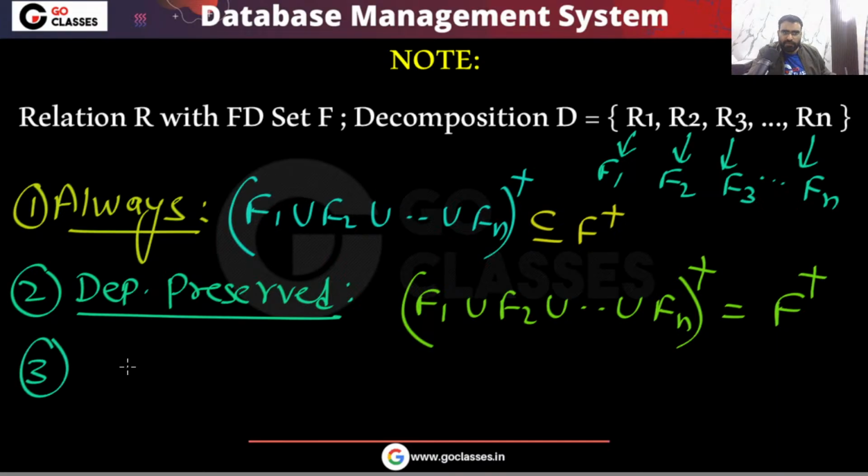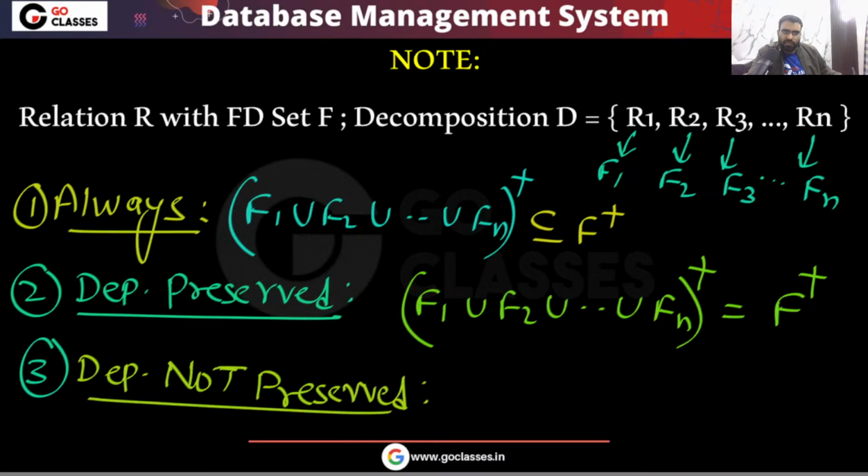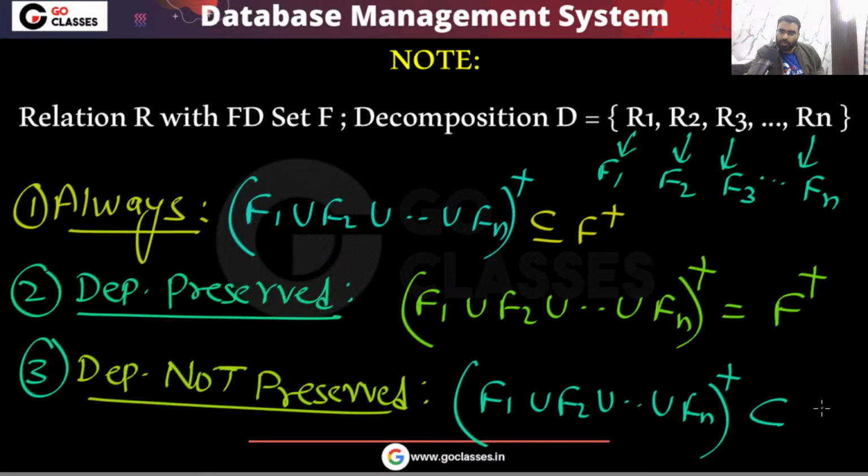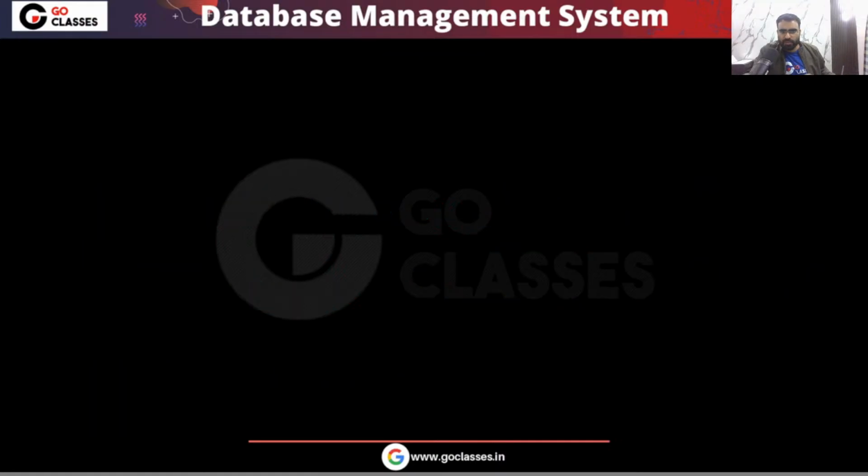And when can I say dependencies are not preserved, or some dependencies are lost? When can I say that this decomposition is not dependency preserving? When this equation becomes not equal, meaning this F1 union F2 union Fn, this whole closure, is a proper subset of F plus. Remember, proper subset of F plus. Okay, so this is the idea. Now let's move on.